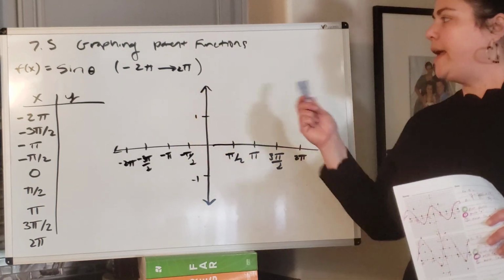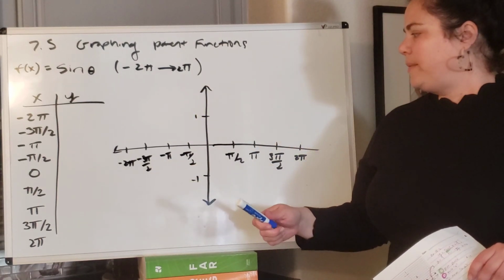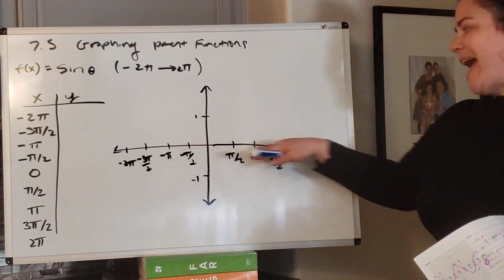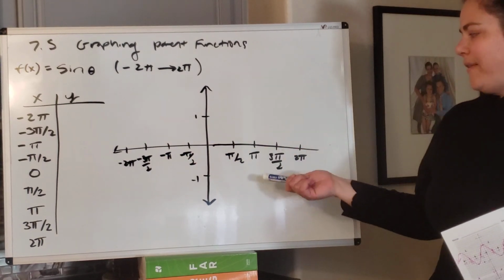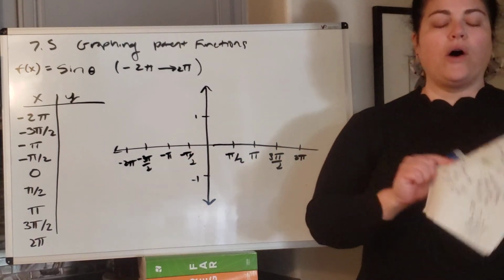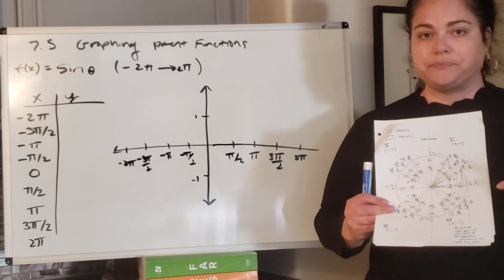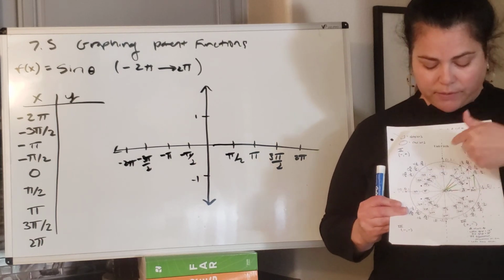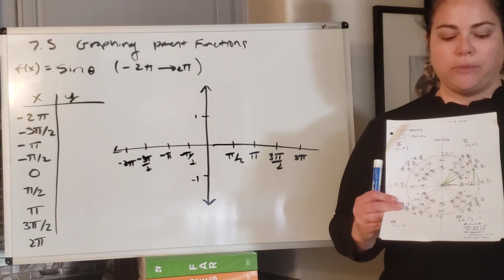Now I've already gone ahead, we're going to talk about sine of theta first. You're going to notice that our graph is just a little bit different because our x-axis is in terms of radians. It's in terms of the pi values that we have on our unit circle. The pi values that I used are the four corners pi values. I used 0, pi over 2, pi, 3 pi over 2, and 2 pi.